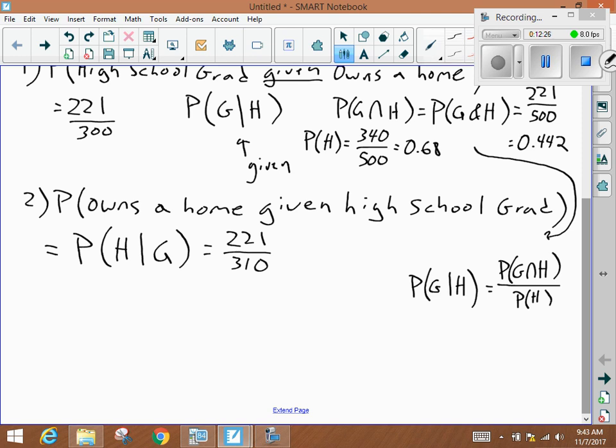What we should do is we should get this, right? 221 divided by 300. Approximately it is 0.73. We should get that, right? These should be the same probability, calculating it from the table and from the formula.